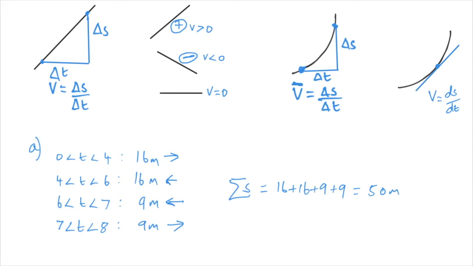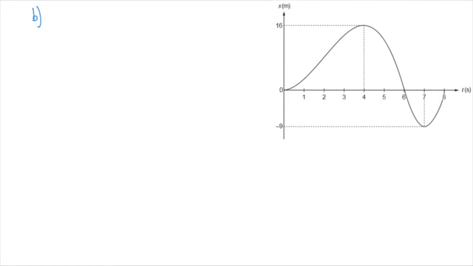which is a total distance of 50 metres. We are also asked in part A of this question to calculate the average speed of the athlete over this 8-second period. Notice that the average speed is given by the total distance covered divided by the time taken, which in this case gives us a calculation of 50 metres divided by 8 seconds, which gives us an average speed of 6.25 metres per second.